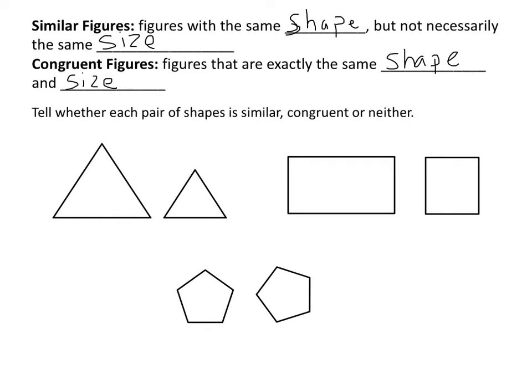So why don't you go ahead and pause the video and then try and figure out whether each pair of shapes is similar, congruent, or neither. Alright, on these first two, they are the same shape, but they're not necessarily the same size, so these would be similar. On our second group, the rectangle and the square, since one's a rectangle, one's a square, they are neither. And on the pentagons, even though the one is rotated, they're the same size and shape, so these would be congruent.